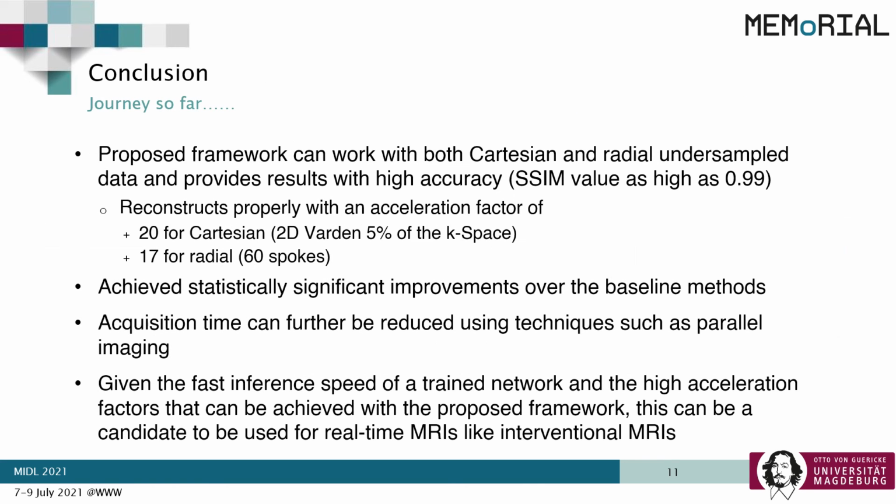Now to conclude, we saw that the proposed NCC1071 framework can work with both Cartesian and radial undersampled data for acceleration factors as high as 20 and 17 respectively, and provides results with high accuracies, while achieving statistically significant improvements over the baselines. It is to be noted that the acquisition time can be further reduced by using techniques such as parallel imaging. Given the fast inference speed of a trained network and these acceleration factors, this proposed framework can be a candidate to be used for real-time MRIs like interventional MRIs.